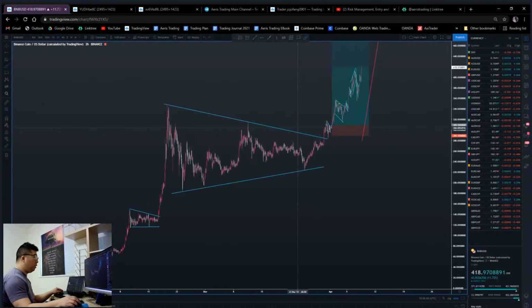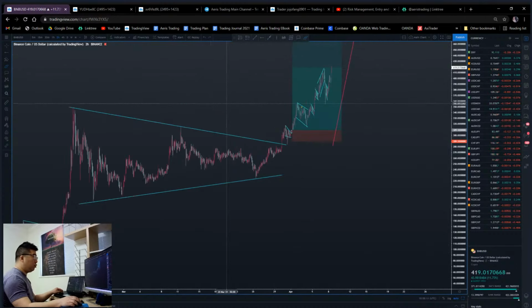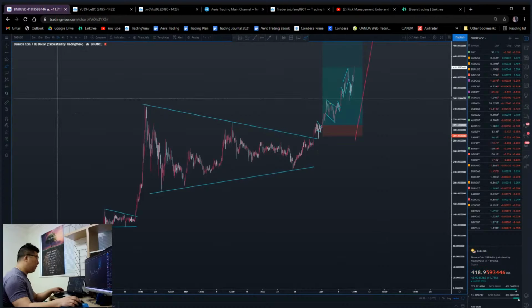Understand that the moment you've done enough backtesting to prove to your brain that that is what's going on, trading will be a lot easier and simpler. Okay.